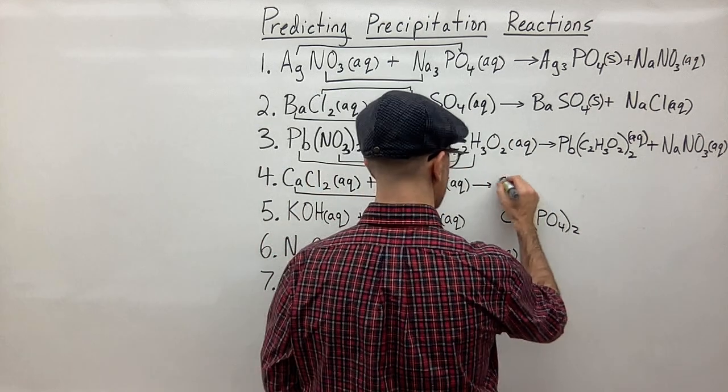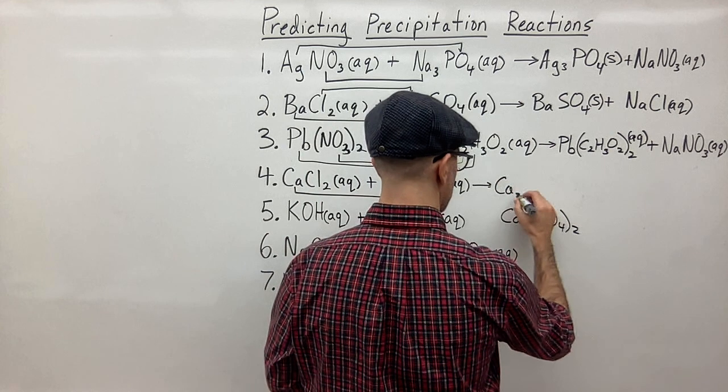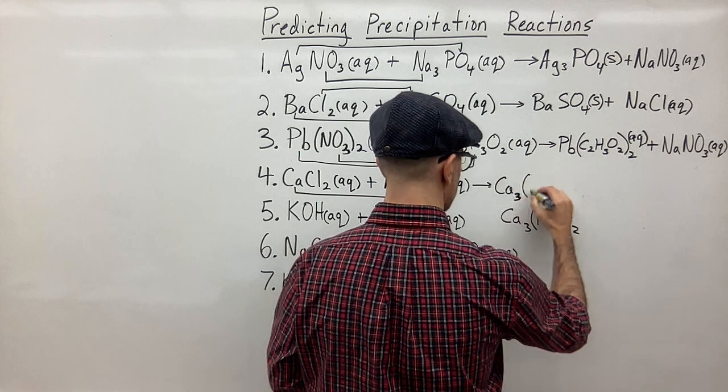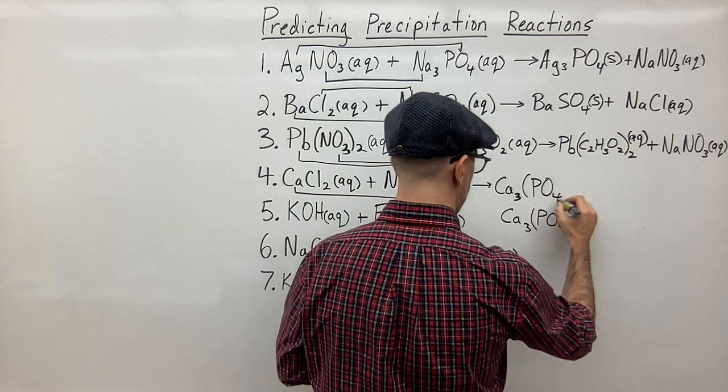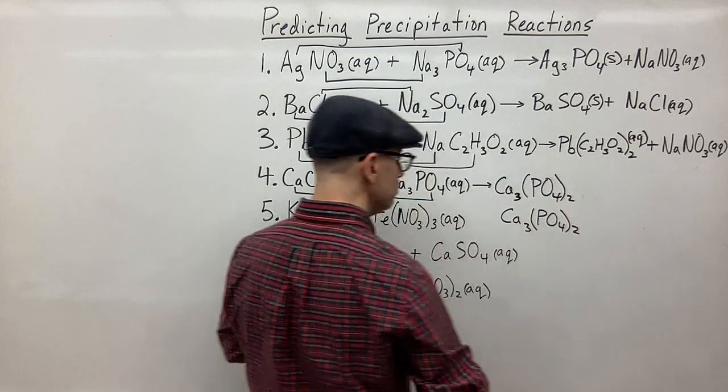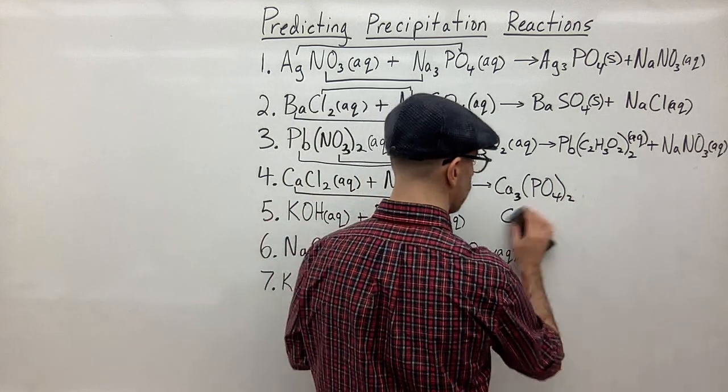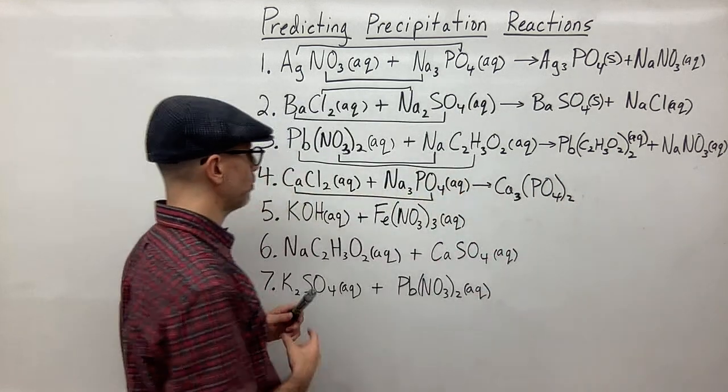So I'm going to have Ca3(PO4)2. So that's my first possible product.